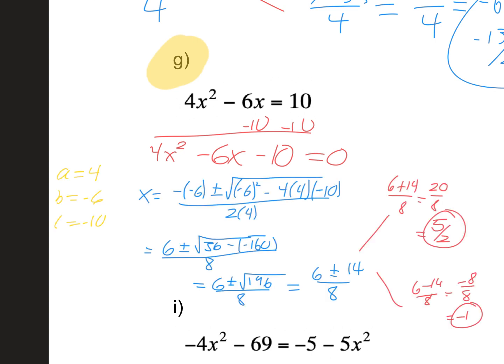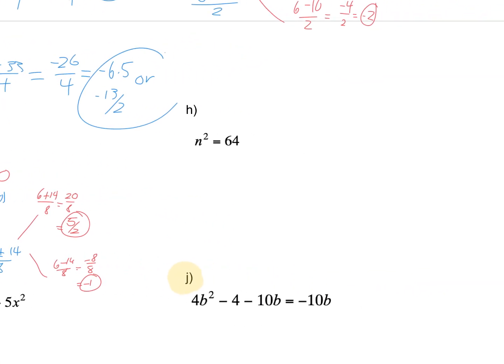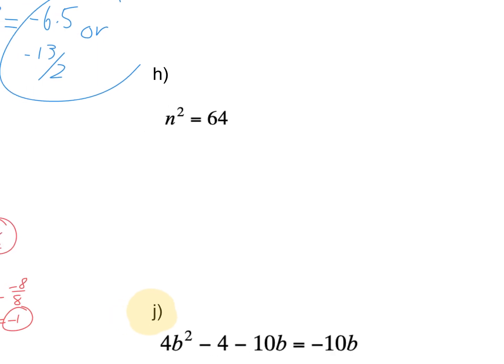Okay, so here's what I got after using the quadratic formula. I got 5/2 and -1 as my two different answers. All right, problem H. This one looks a little interesting. So I still need to get everything to the left side. So I will subtract 64 from both sides, and I will get n squared minus 64 equal to 0.